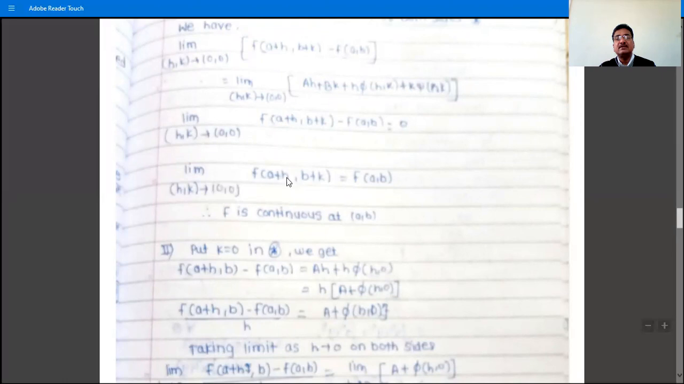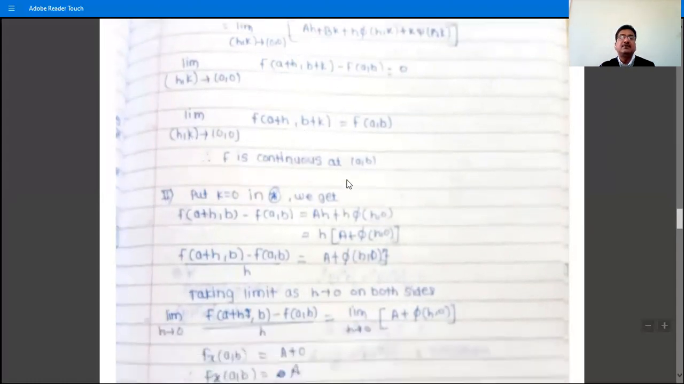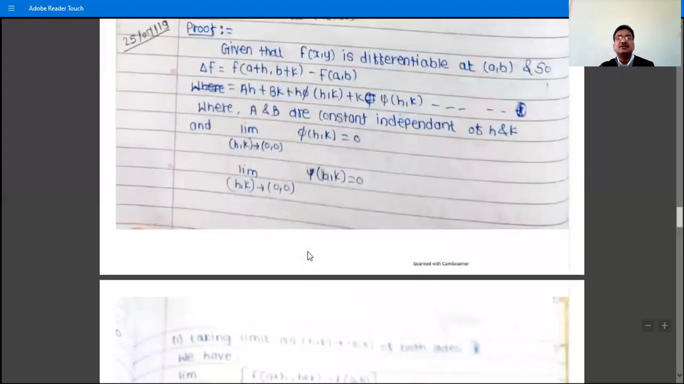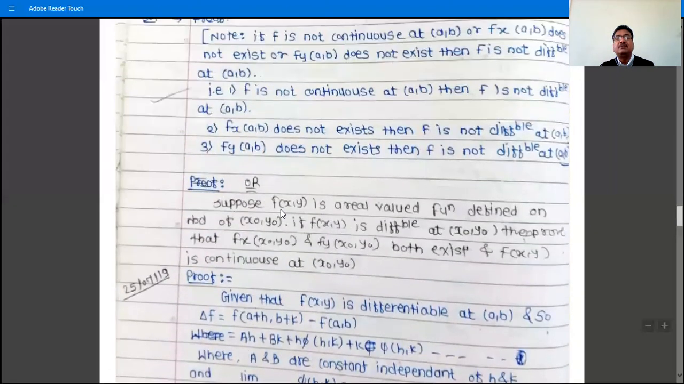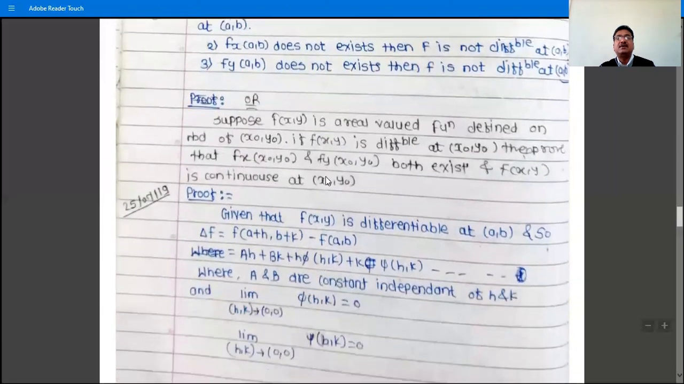If we write x as a plus h and y as b plus k, then h is x minus a, k is y minus b, and as (x,y) tends to (a,b), (h,k) tends to (0,0). So both are the same: either take the limit of f(x,y), or take the limit as (h,k) tends to (0,0) of f(a plus h, b plus k), which is equal to f(a,b), and therefore the function is continuous at (a,b). So this is the first part of the theorem, that if the function is differentiable at (a,b), then the function is continuous at (a,b).